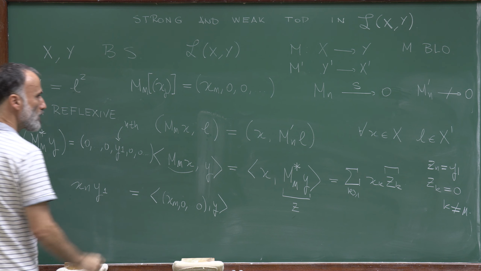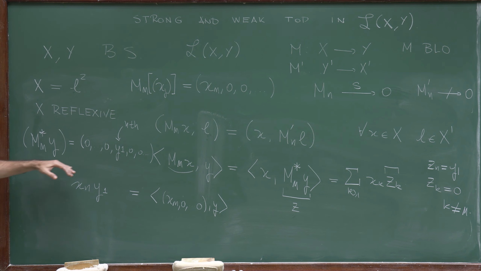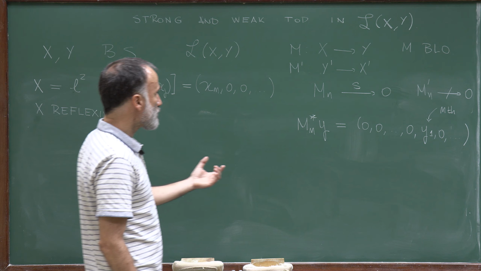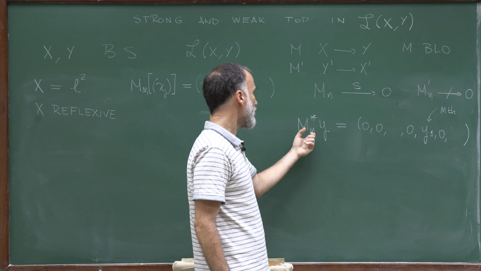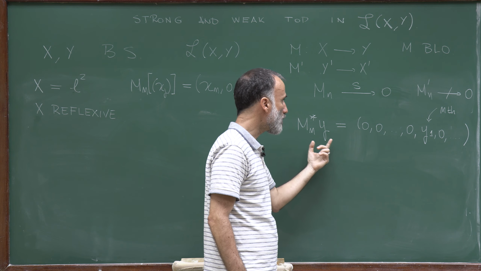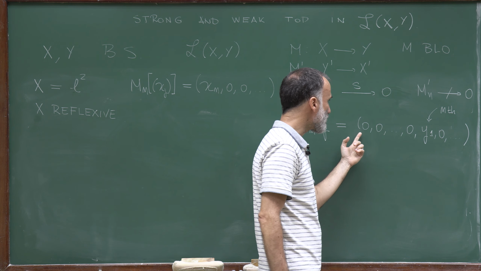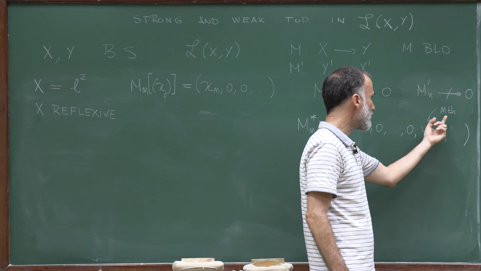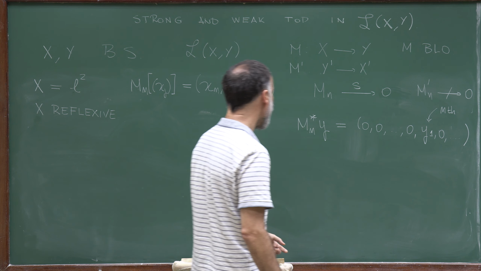So I will erase everything and keep just this formula. I erased everything and just kept the formula for Mn prime, or Mn star, since we are in a Hilbert space. Mn star of y is given by this sequence in which we have zeros everywhere, but on the nth position we have y1.